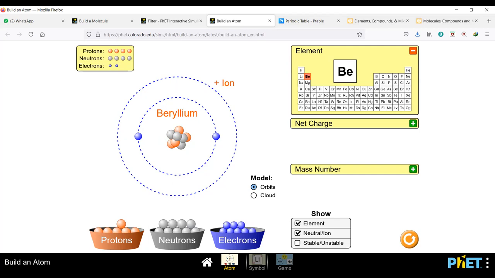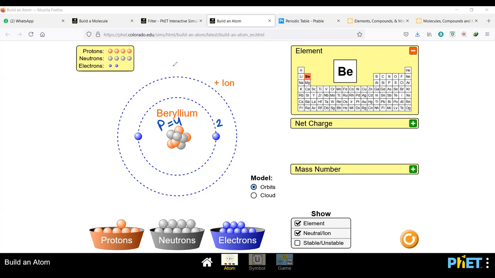Now, what is it now? It's a positive ion. Why? Yes, because it has more protons than electrons. I have 4 protons here, but the electrons are 2. So I have 2 more positive charges. That's why it's a positive ion.